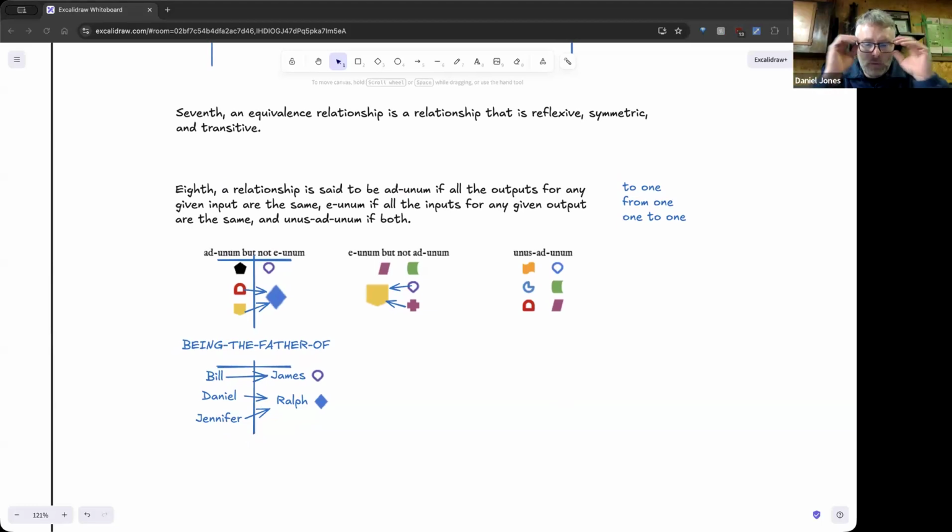Let me give one very, very quick example for unus ad unum. You can simply say having a social security number of. Each person has one number and each number has one person. That would be an unus ad unum relationship, a real world example of it.